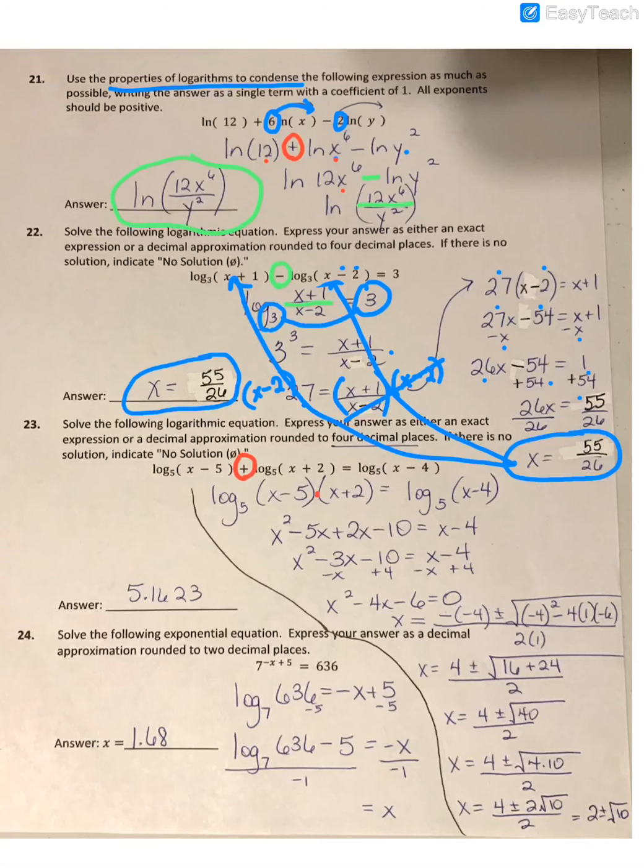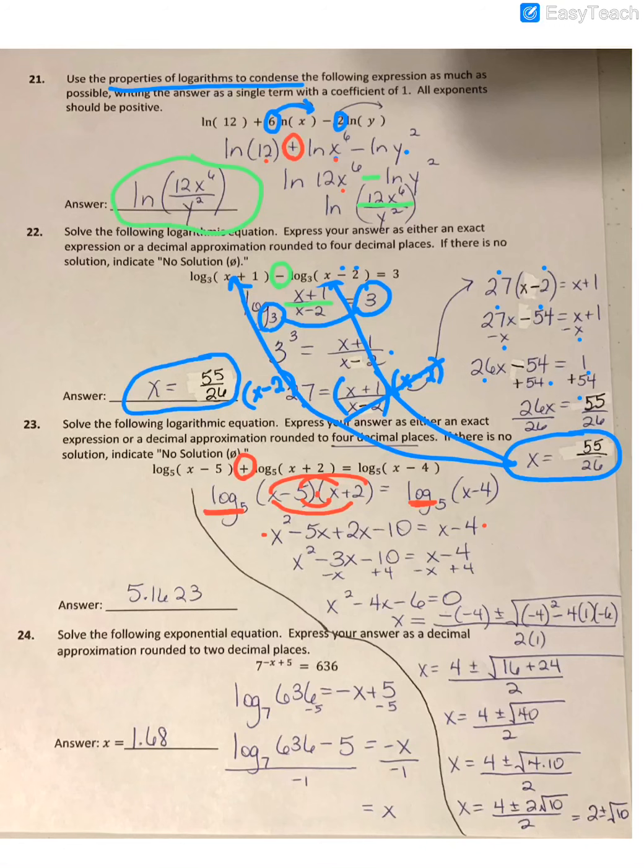And then, because there are logs on both sides, you can actually just say their expressions must be equal. And that's what I've done on this step. So I did FOIL it as I went. That's where I got my x squared minus 5x plus 2x minus 10. And then that was equal to x minus 4.